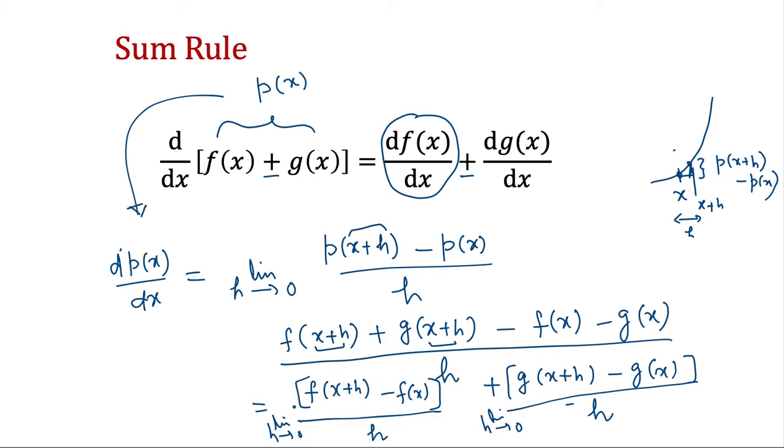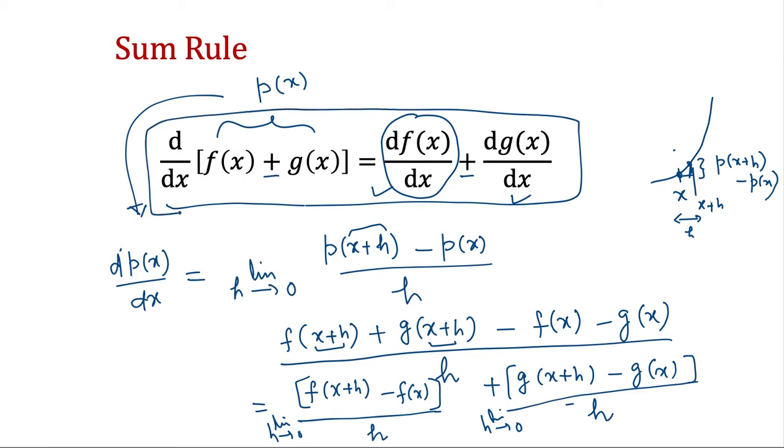Now what is this first term? f(x+h) minus f(x) by h. This is dy/dx of f(x). What is the second term? This is dy/dx of g(x). So we see that this sum rule is correct, and it's very intuitive also. We had in fact used it a couple of times in our previous lectures on derivatives, but here I just wanted to make it explicit, and plus and minus are both equivalent here.